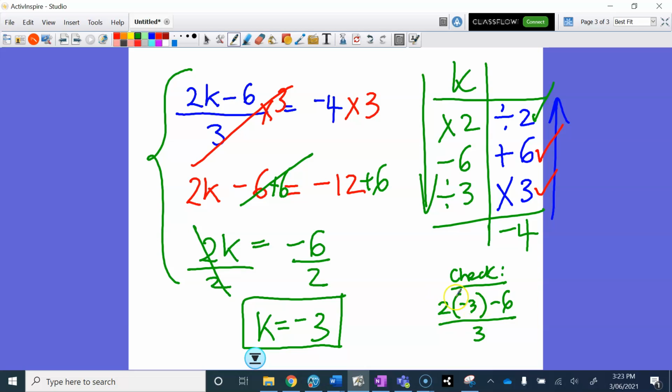So 2 times negative 3 is negative 6. Negative 6 take away another 6 is negative 12 over 3. And negative 12 divided by 3 is in fact negative 4. So we know that the solution k equals negative 3 is the correct solution.